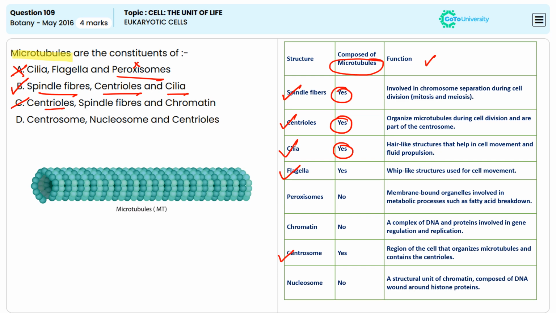C, centrioles, spindle fibers, and chromatin. Here, chromatin do not have a microtubule, so that means option C is also incorrect. Option D, centrosome, nucleosome, and centrioles. This is also incorrect because the nucleosome do not have the microtubules. So the answer is option B.